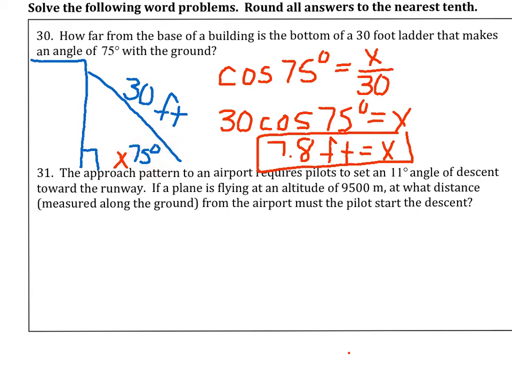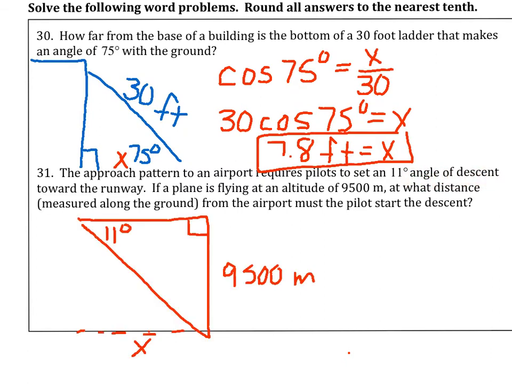Number 31 now is a more difficult type of problem because it has this angle of descent. So this angle of descent is up here. So it's like the plane's here and it's flying down here, so it's going at an 11-degree angle. It starts from a height of 9,500 meters, and it says at what distance measured along the ground from the airport must the pilot start the descent. So the problem is this is not part of our triangle. However, we can see that these two are the same length. So I can go ahead and just write up here that this is what we're trying to find.